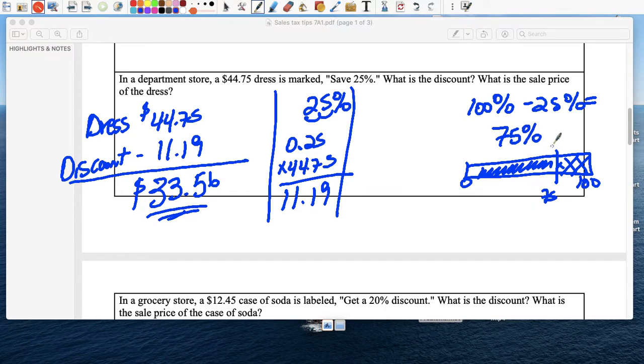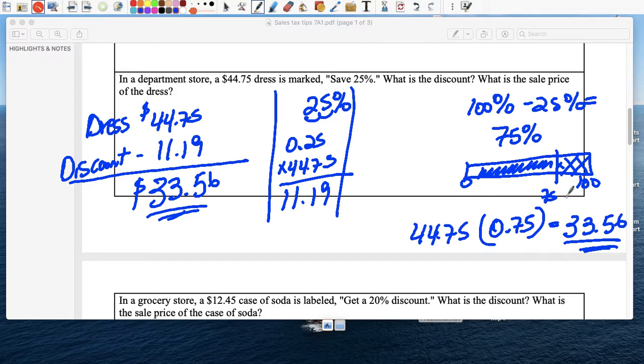Now, 75%, if you move the decimal 2 over, becomes 0.75, which we multiply by the original price of the dress, 44.75 times 0.75, and again, if you take a look at this, it's $33.56. It gives you the same answer. So again, this is the more direct approach, right? With the other one we know what the value of the discount is. Here we just go straight to the value after the discount.